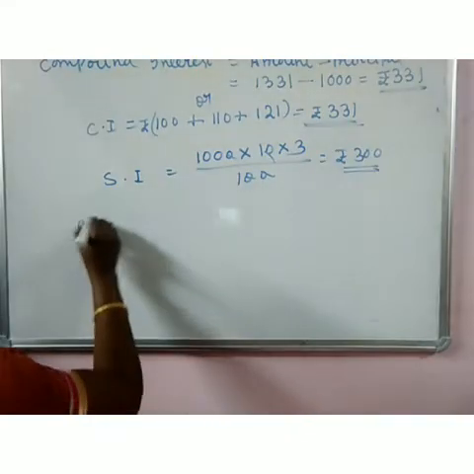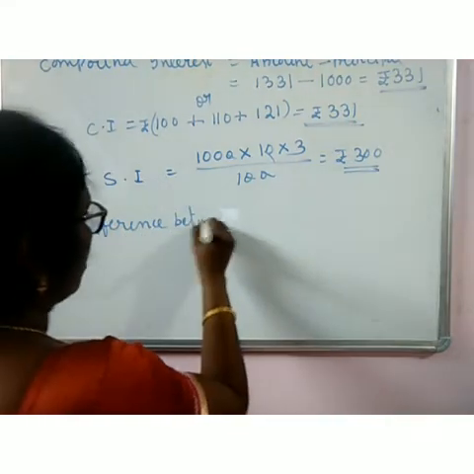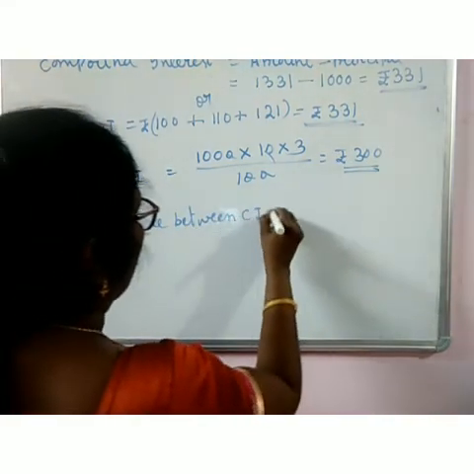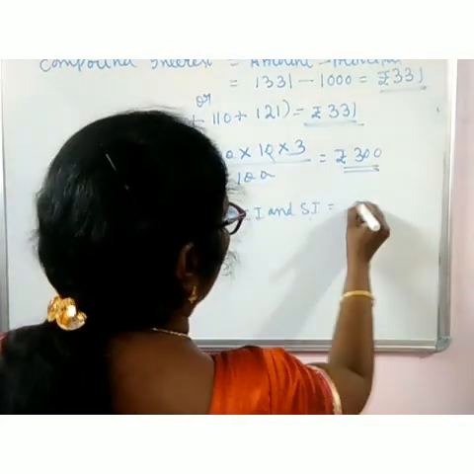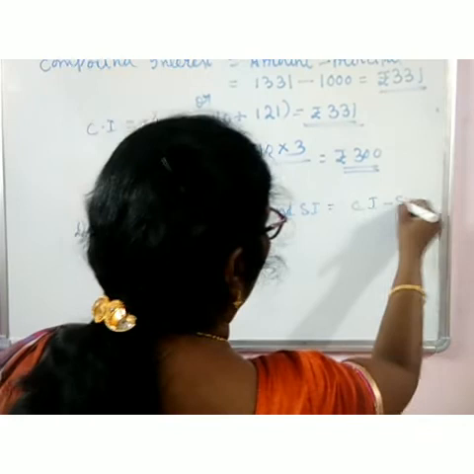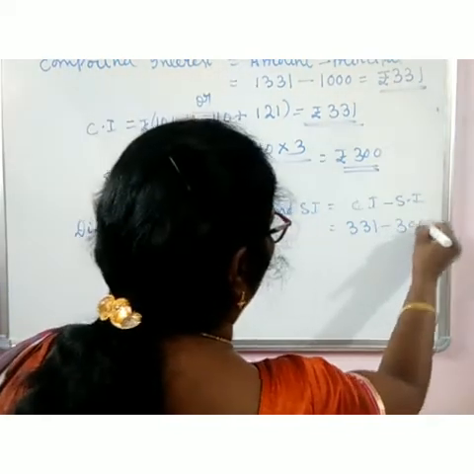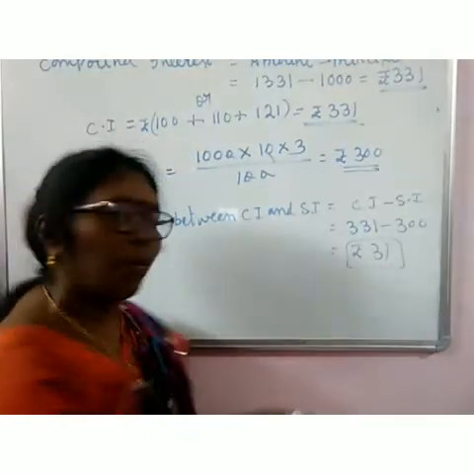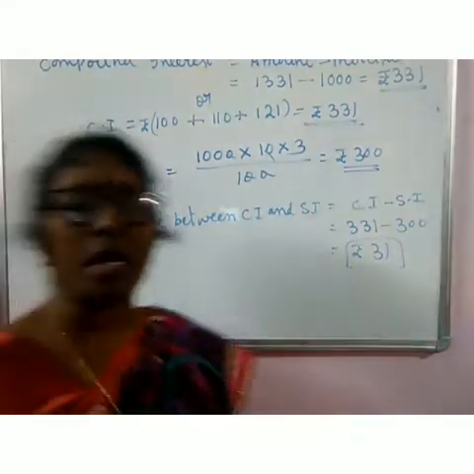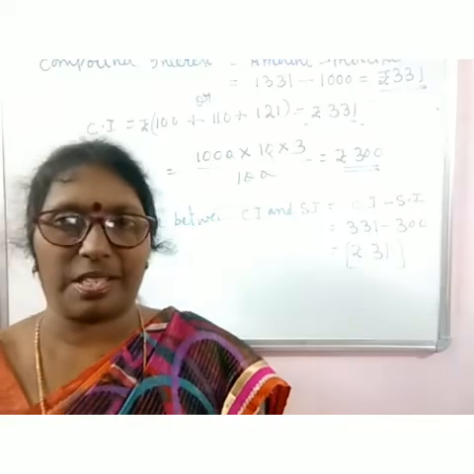So difference between CI and SI is CI minus SI. Always CI is greater than SI. 331 minus 300 gives you 31 rupees. Why here extra money you got? Because we used to get the interest on the interest.